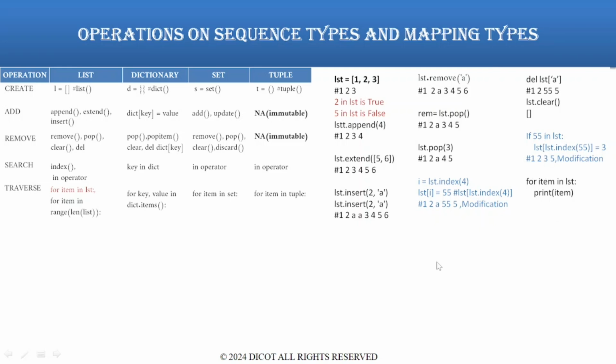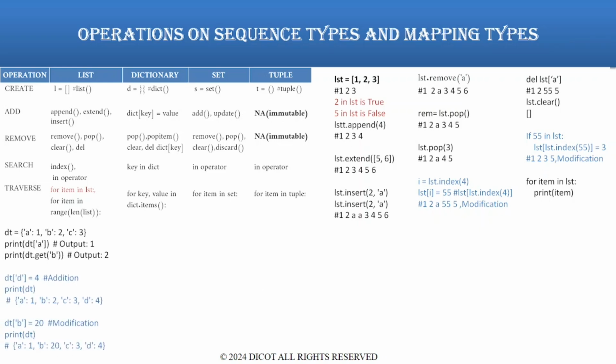Now, let us see dictionaries. So, this is a dictionary, a list of key-value pairs. A is a key and 1 is a value.